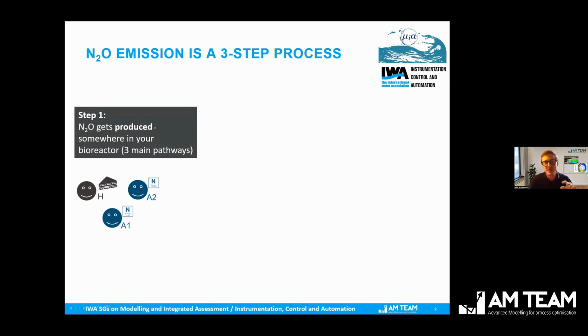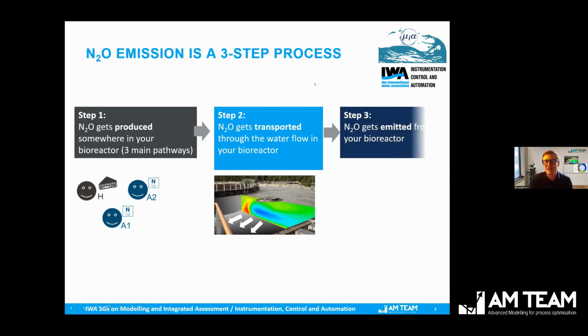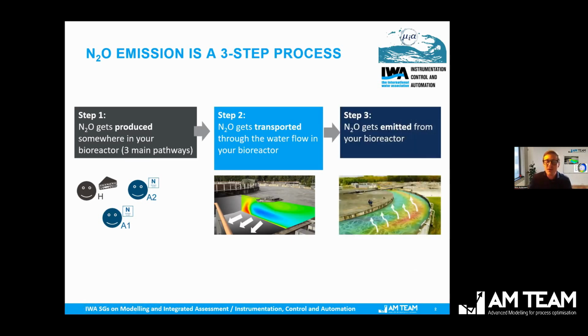It gets produced, and we already saw a couple of speakers introducing the pathways. There are actually three main pathways, one by the heterotrophs, and then two pathways, the hydroxylamine and the other pathway, by the autotrophs. So these are the nitrifiers. These bacteria are actually the root cause. They are doing certain things well because they help us treating wastewater, but unfortunately, they also produce N2O. And then, of course, once your N2O gets produced in the liquid phase, it gets transported in your bioreactor through the water flow. So that is really the transport and diffusion of your N2O, and in the end, it gets emitted, and that is really causing the greenhouse gas emissions.